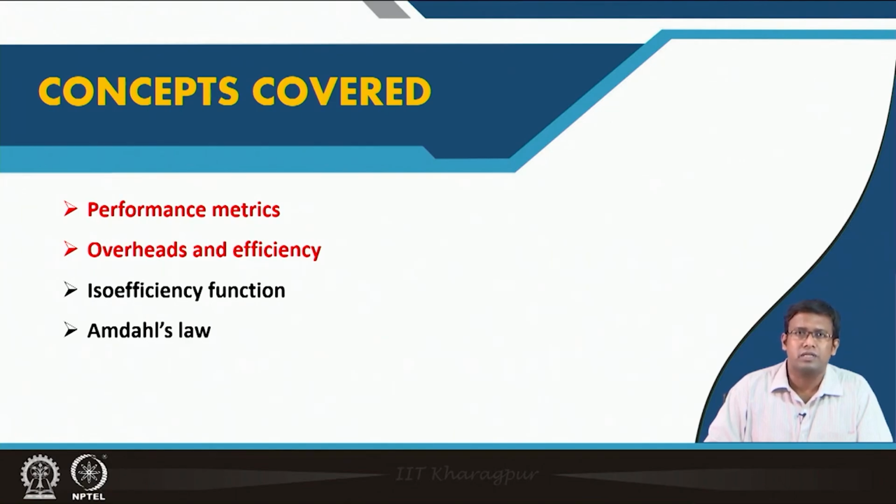We have already started the discussion in our last class on the performance metrics of parallel systems, and then we will see something called the isoefficiency function, which is a very important parameter to estimate what should be the optimum number of processors on which I should run my parallel program to get the best efficiency as well as the right speed up.